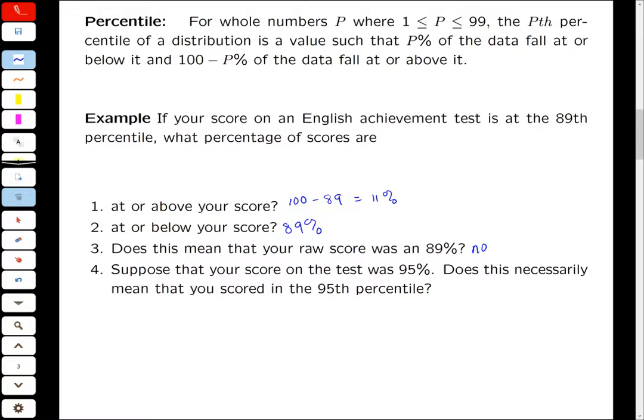Now, suppose that you actually got a score of a 95% on the test. Does this necessarily mean that you scored in the 95th percentile? No. You may have scored in the 99th percentile, or you may have scored in the 2nd percentile if everybody else got 100% on the test. Right? It's a ranking. Now, herein lies the problem. A lot of schools will tell you that they want you to score in the top 15% of your class to be admitted to their program.